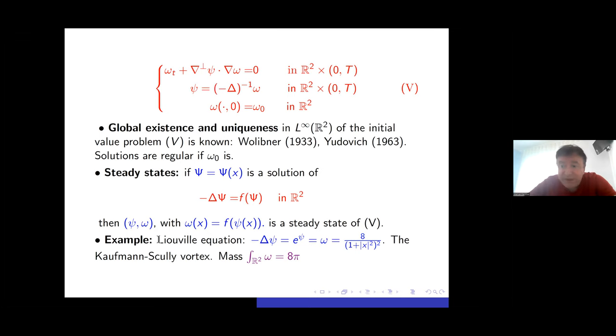There are many well-known classical examples that appear in applications. One of them is the so-called Kaufman-Scully vortex. The Kaufman-Scully vortex is this radially symmetric function, and this radially symmetric function is actually the solution of the Liouville equation. As is well known, the mass of this solution is, say, pi. So psi is simply the log of this right-hand side.